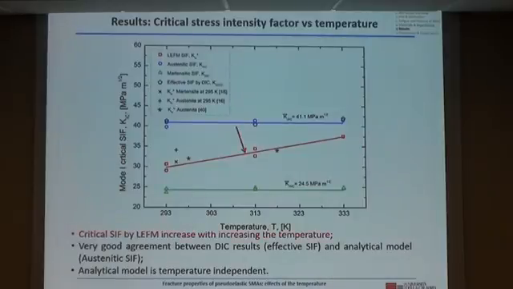It is very strange because we observed, as I told you, an increase of the critical value of the stress intensity factor when considering linear elastic fracture mechanics, while if we analyze the effective SIF and our model, this increase is not observed. It means that the model can actually be used to define fracture control parameters.